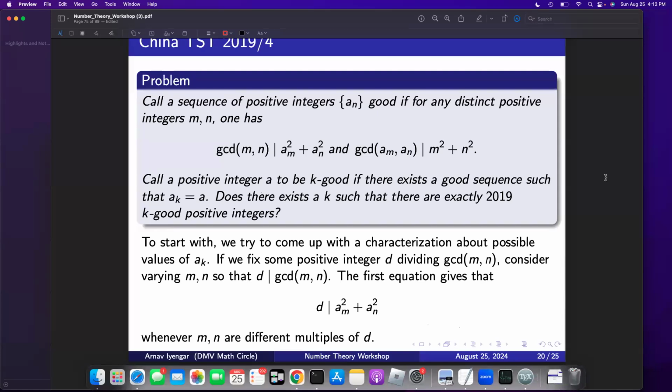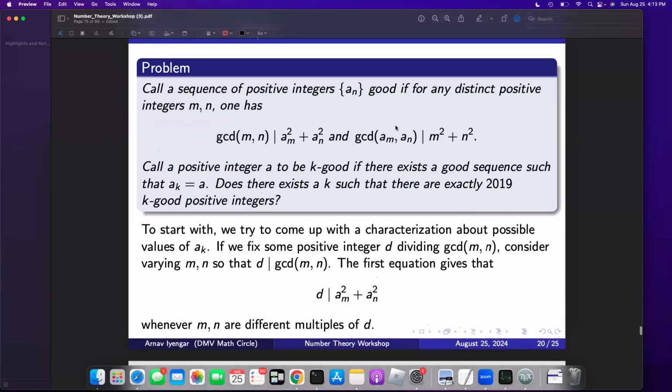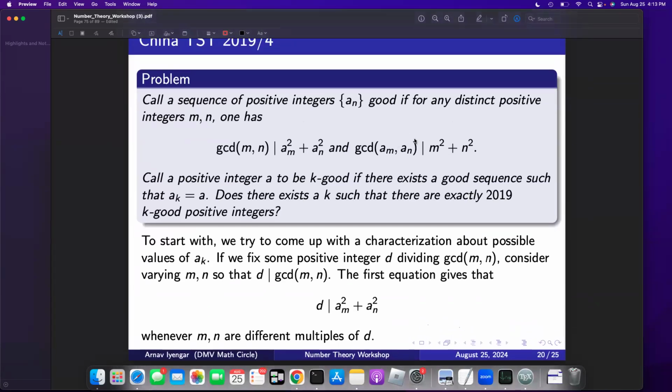Well, close, but let me write it out so m and n don't look confusing. It's going to look like this. So the VP of the left-hand side is actually going to be the VP of am. And the VP of the right-hand side is just going to be the VP of n squared.